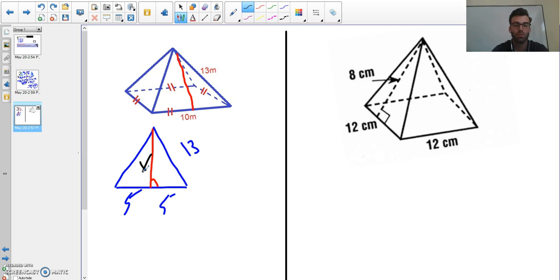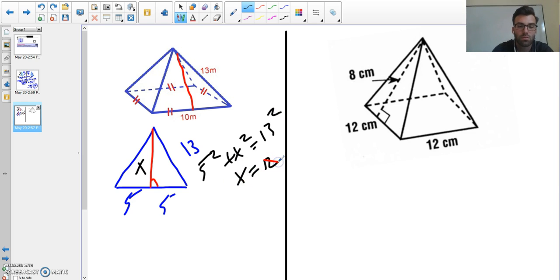Well, if you know your triples again, that's a 5, 12, 13 Pythagorean triple, or you could do 5 squared plus x squared equals 13 squared. So x equals 12. All right, it's 12. Once I find that, that's my slant height, right?